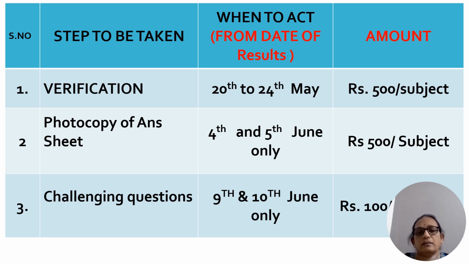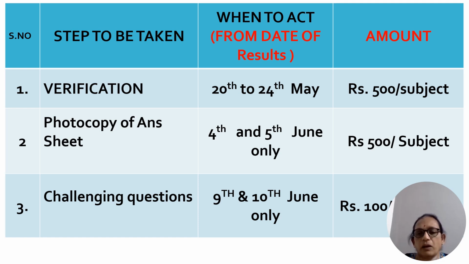And the timeline for applying for a photocopy of your answer sheet is the 4th and 5th of June. 2 days only. Again, the fee is rupees 500 per subject. And in case you want to challenge the correction, you want to put up questions for challenge, then you can do so on the 9th and 10th of June only. And you have to pay a fee of rupees 100 per question.